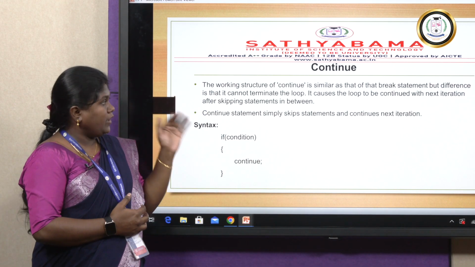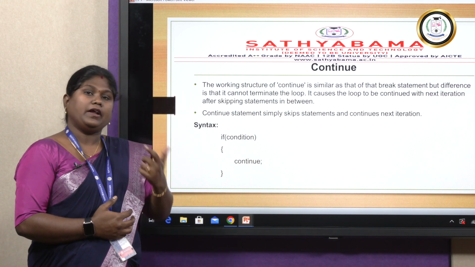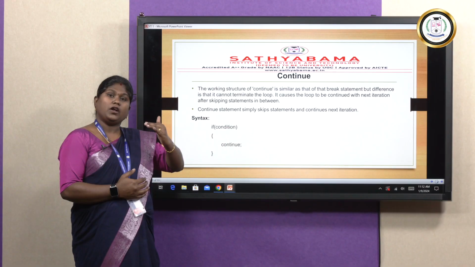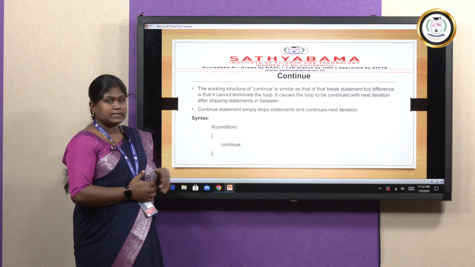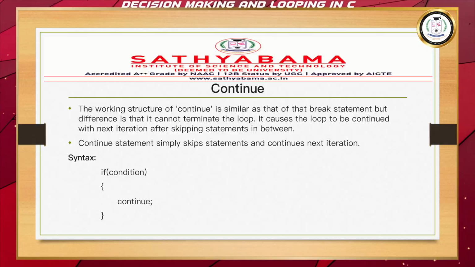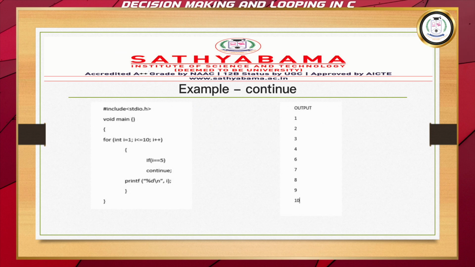What happens in continue? Whenever the continue statement is encountered, the control will move to the first line of the loop. This is the syntax for continue. You place a condition nearby and you will have a continue. So the same program which we dealt with for break can be discussed for continue as well.